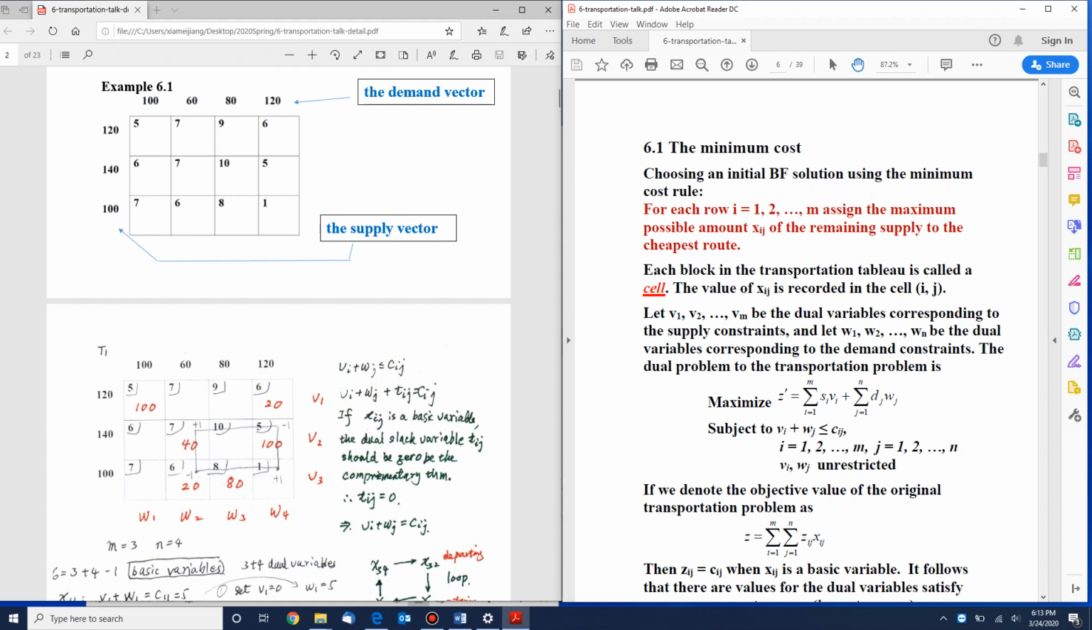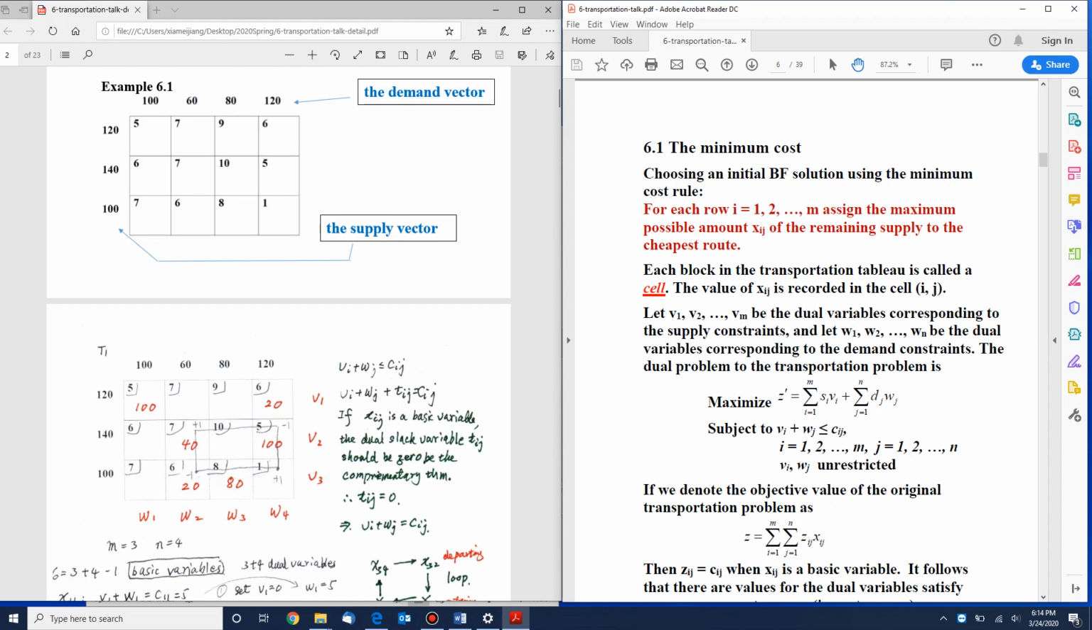Here we build up a new form of the tableau. Please see the left on the screen. In example 6.1, you could see that I have a table formed with 3 rows and 4 columns, and I put the cost entry in each block. See that C11 is 5 in the example. That is the cost from source 1 to market 1, so I put it as the first block.